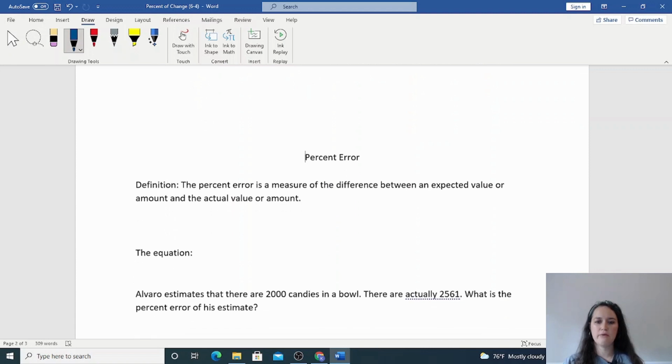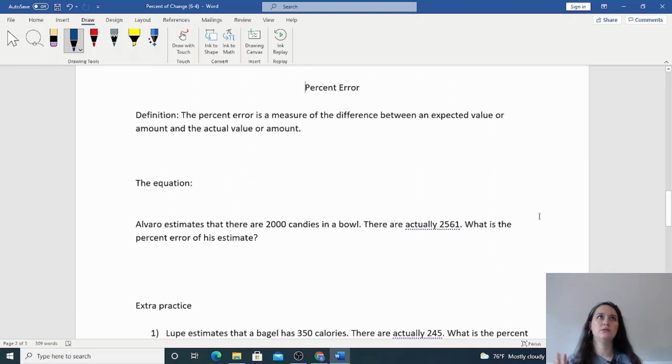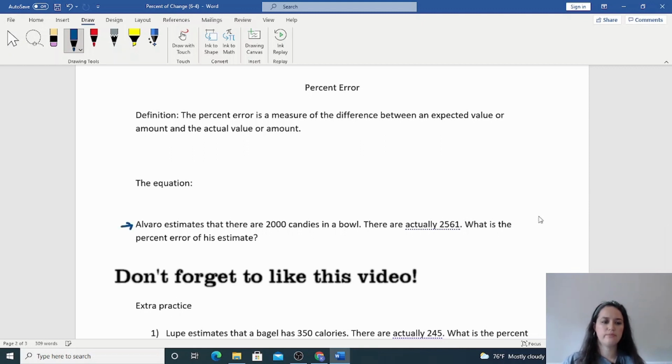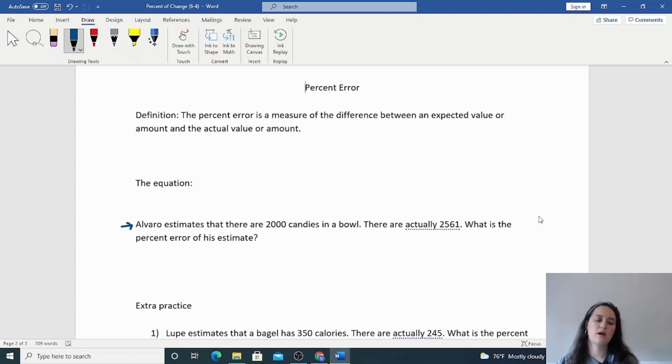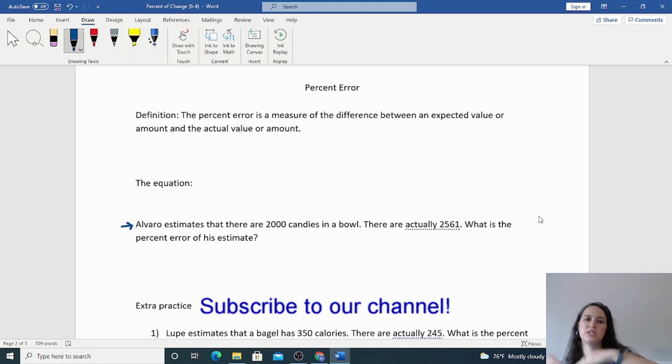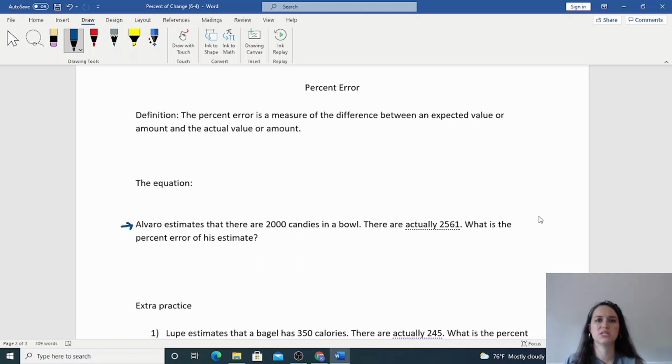All right, now percent error is when you guess something. Here's an example. So Alvaro estimates that there are 2,000 candies in a bowl, but there's actually 2,561. So we want to know what was the percent error of his estimate. How off was he in his guess? So sometimes you'll see percent error when people are doing different studies and different statistics. If you're interested in statistics, you can find more info on that.